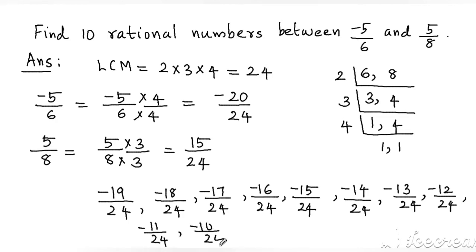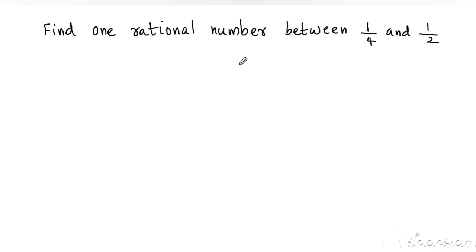You can see these are the 10 rational numbers. There are other numbers also, and you can see the denominator is the same, the numerator is changing, and so on up to 14 by 24 are the rational numbers which lie in between negative 20 by 24 and 15 by 24. You can list any 10 of them. So this is one of the methods, by using LCM. Now we can move on to the other problem.